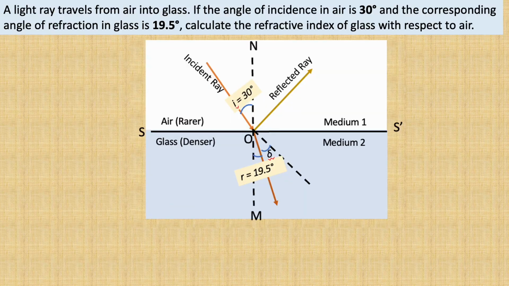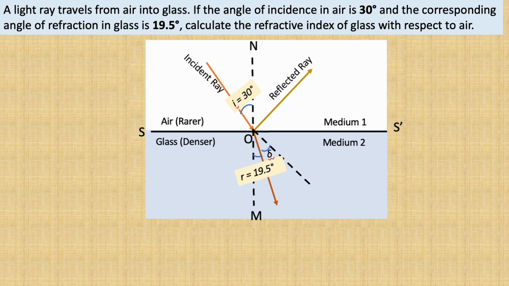Let's solve an example. A light ray travels from air into glass. Air is a rarer medium and glass is a denser medium. If the angle of incidence in air is 30 degrees and the corresponding angle of refraction in glass is 19.5 degrees, calculate the refractive index of glass with respect to air.